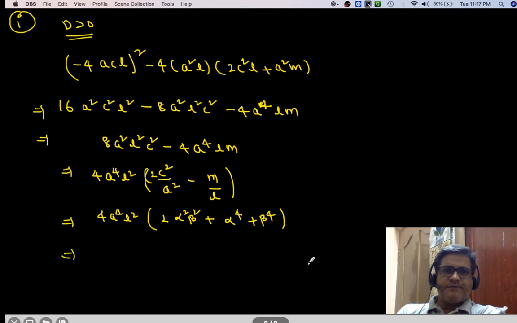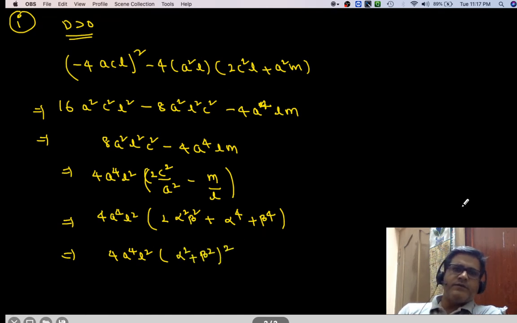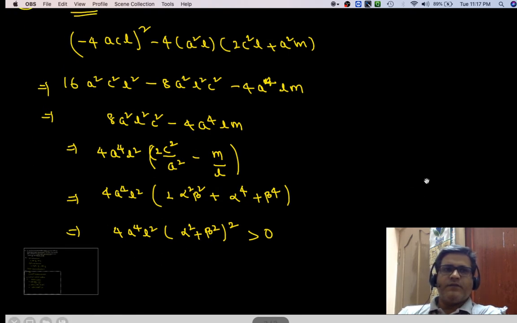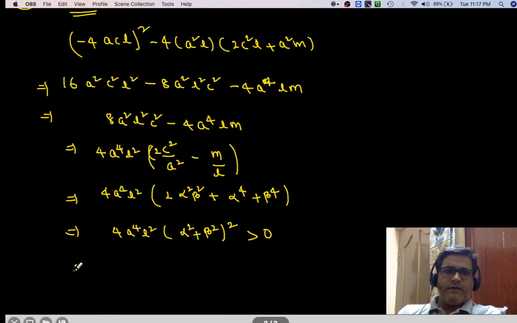This implies, so here 4a power 4 L square, this is a perfect square, that is, this can be written as alpha square plus beta square whole square. So this is always a positive quantity, therefore the first part is over, therefore roots are real, because we have proved discriminant is greater than 0.